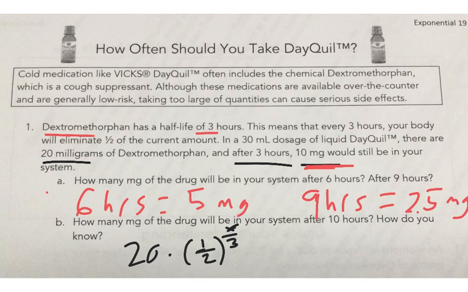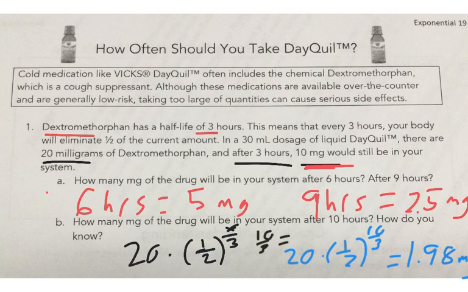And so if I wanted 10 hours in, I could plug in 10 for x. So 20 times 1/2 raised to the 10/3. So if you plug that in your calculator, you should get 1.98 milligrams. So if you think about it, if you plug in 10 there, 10/3 is 3 1/3. So you've actually done 3 1/3 half-lives. So we haven't done 4 full half-lives. We're somewhere between 3 and 4 half-lives that have occurred.